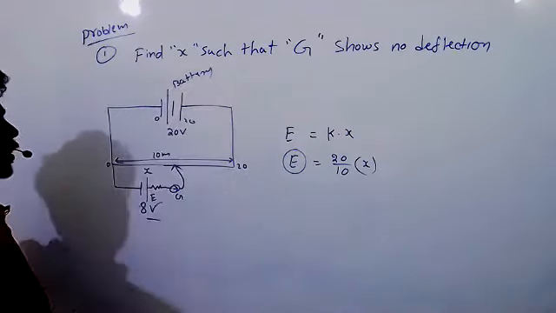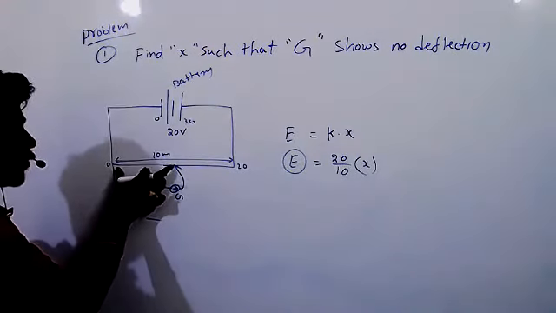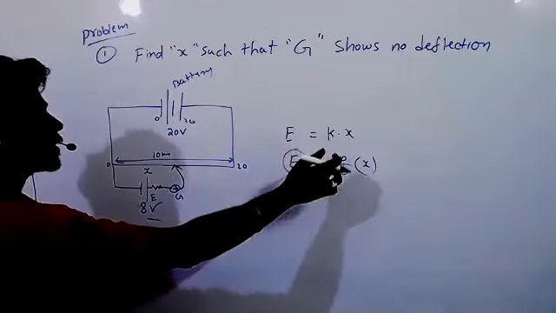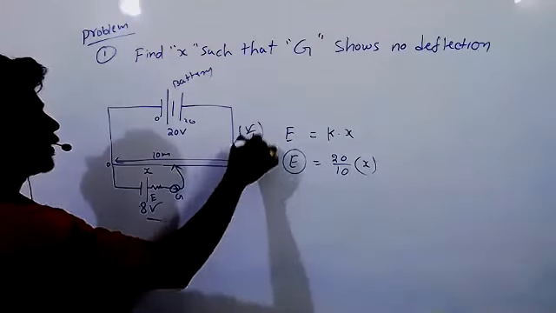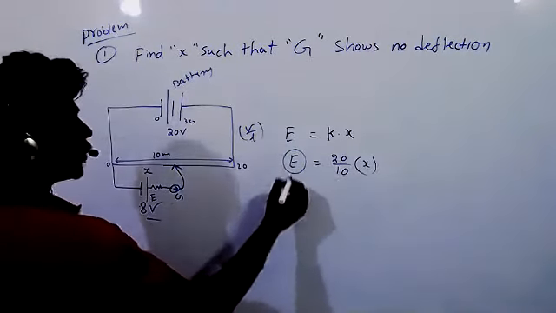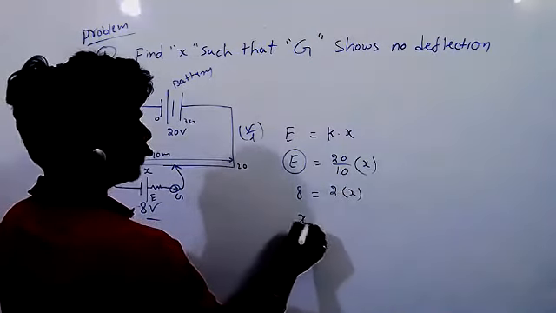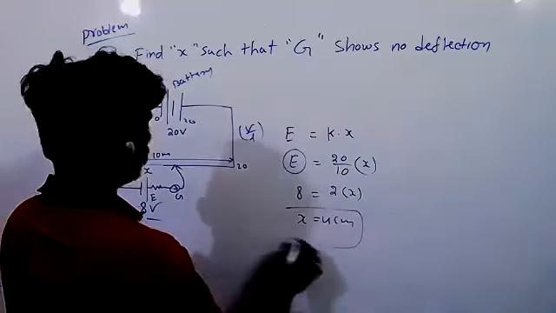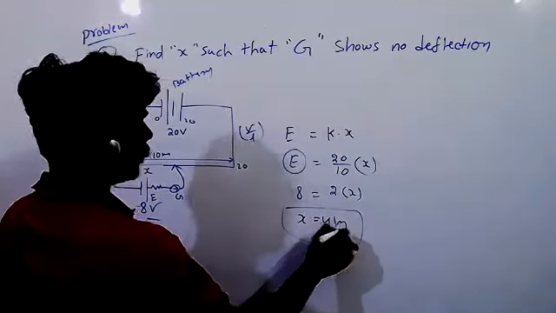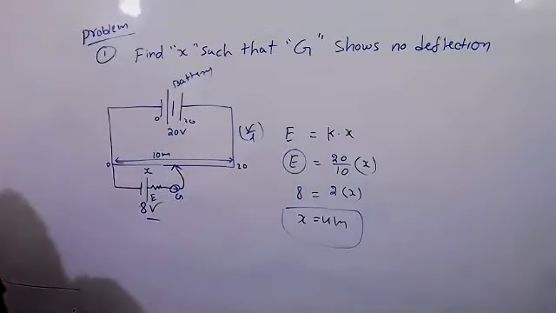It is the battery. So E is equal to K into X. This is the EMF, accurate EMF. So K is potential per length. Potential is 20. Total length is 10. So 20 by 10. So E is 8. 8 equals? X is 4, sir. Okay. X is equal to 4. So 4 meters. At 4 meters, you will get the null point. Understand?